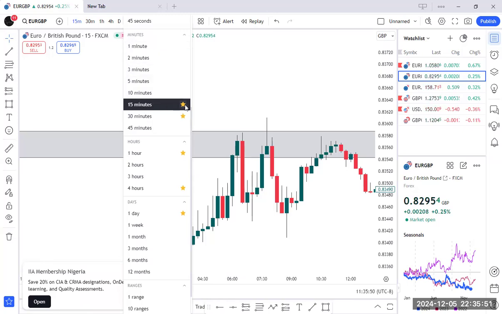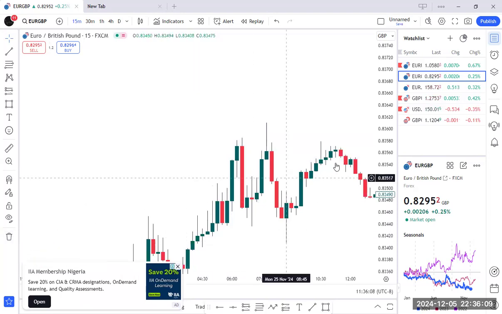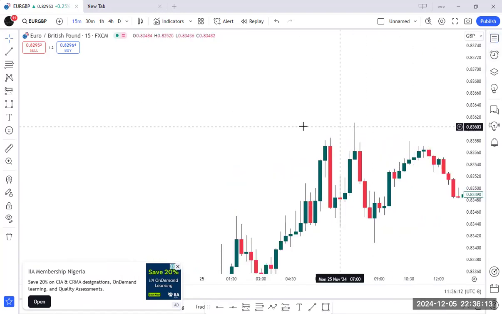So you can see the way I analyze it. I pick out my 15 minutes time frame, 30 minutes time frame, 1 hour time frame, 4 hours time frame, and a day time frame. So now I'm going to delete my previous drawing, and then I'm going to show you how to analyze the markets using each time frame.